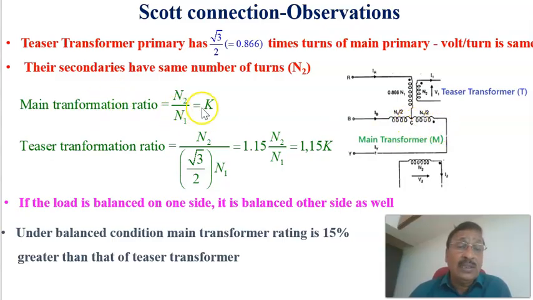So the main transformation ratio is N2 by N1, which is equal to K, and the teaser transformation ratio is given by N2 divided by root 3 by 2 N1, or 1.15 K, the transformation ratio of the teaser transformer, where K is the transformation ratio of the main transformer. Therefore, from a balanced three-phase input we get a balanced two-phase output. If the load is balanced on one side, it is balanced on the other side. Under balanced conditions, the main transformer rating is 15% greater than that of the teaser transformer. That's another observation of the Scott connection.